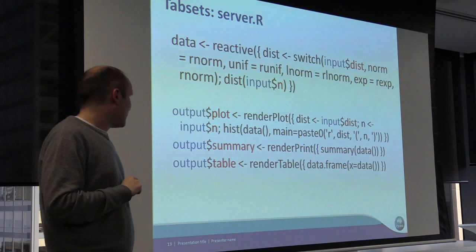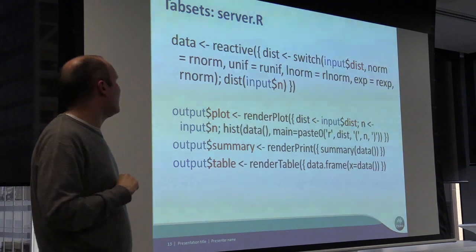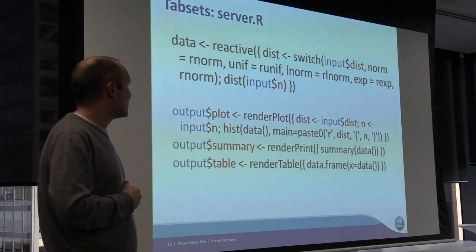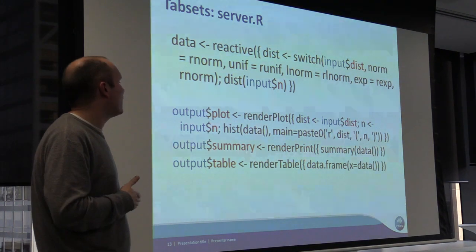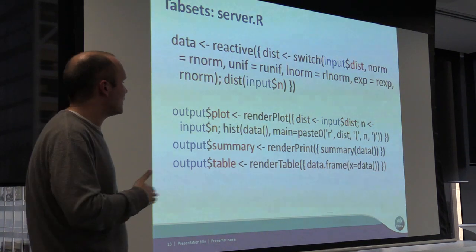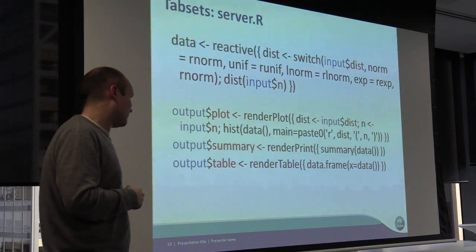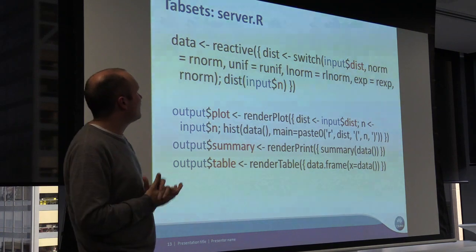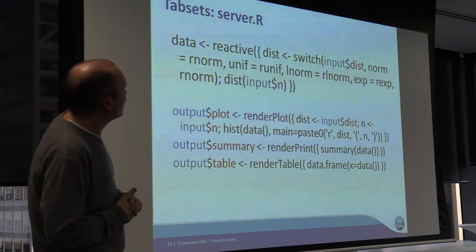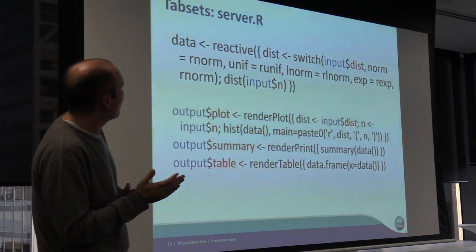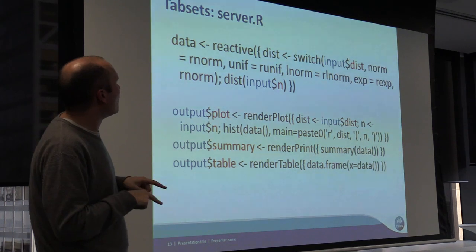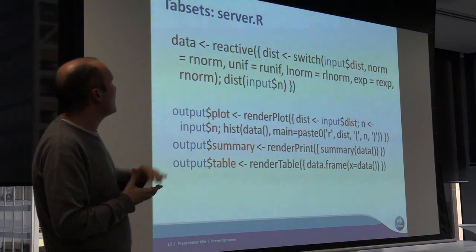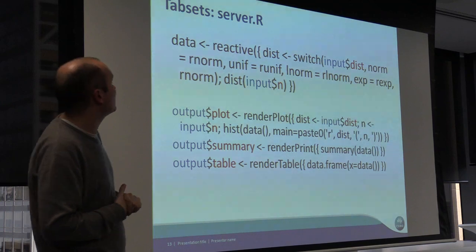In this case, we're using the data function to produce the data. In renderPrint, we're just using summary, which is the R function summary. In renderTable, using the data.frame function. And in renderPlot, we're just using the hist function. Now, the data function is defined at the top. Again, we're using reactive and we're using switch. Okay. So we're relating those norm, unif, lnorm, and exp things from the ui.r file. Those are being used there to specify the random function.